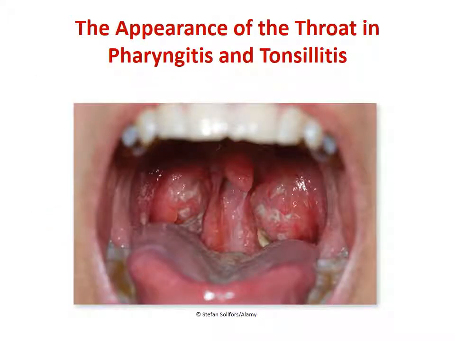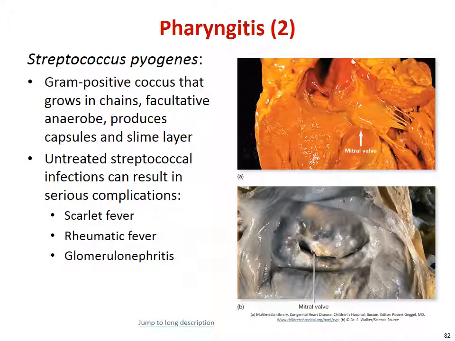So you can see here again pharyngitis and tonsillitis here. You see the inflamed tonsils. Again, the reddening of the back of the throat, as well as this blotchy rash here illustrating infection. So you can see here Streptococcus pyogenes is by far one of the most common causes of pharyngitis.